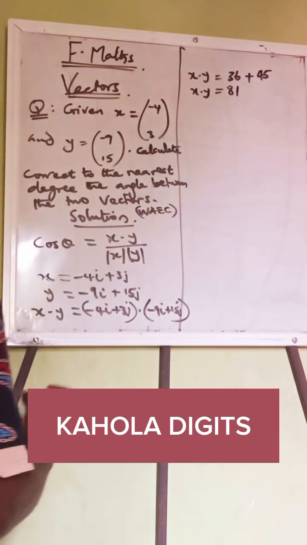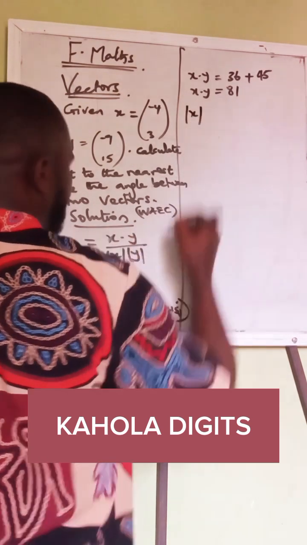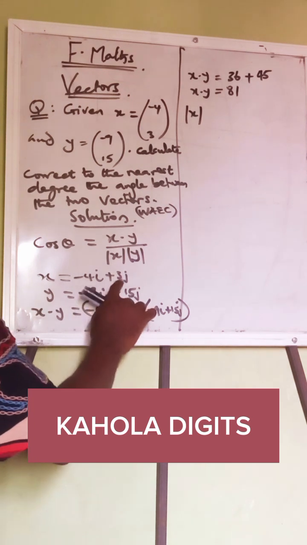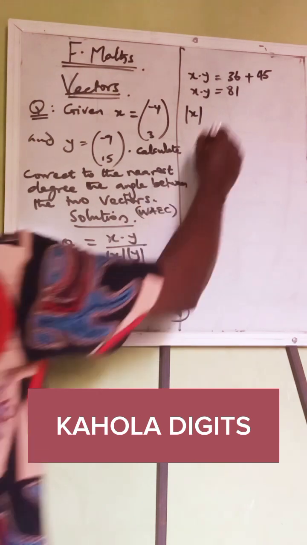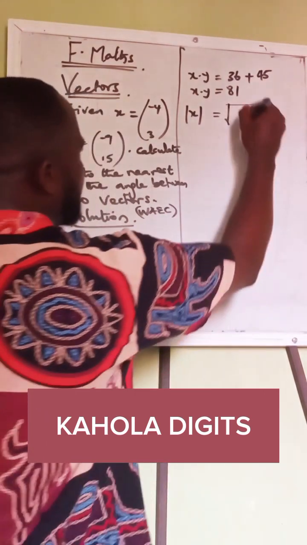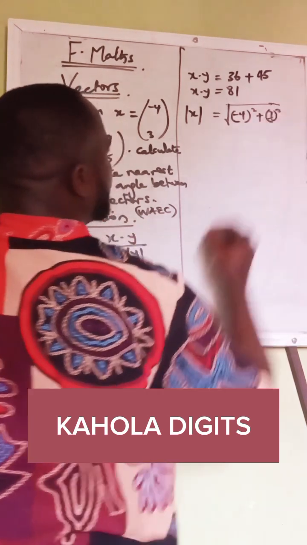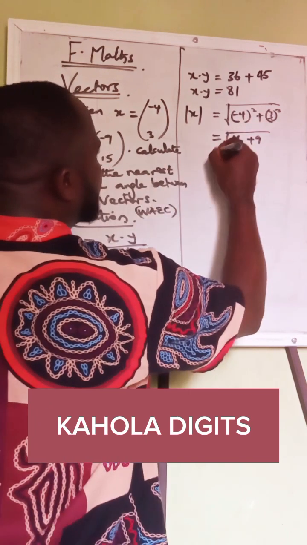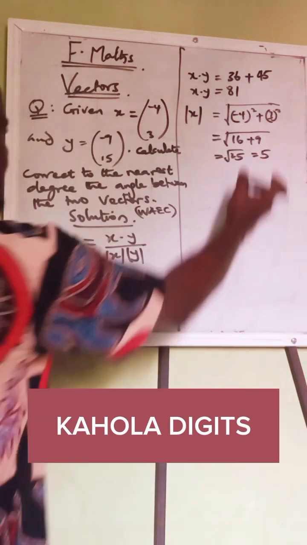The next thing to do is to determine the modulus of x. To get the modulus of x, we square minus 4, then we square 3, then we add the two together and find the square root. So the modulus of x is the square root of minus 4 squared plus 3 squared. That gives us the square root of 16 plus 9, which is the square root of 25, which is 5. So the modulus of x is 5.